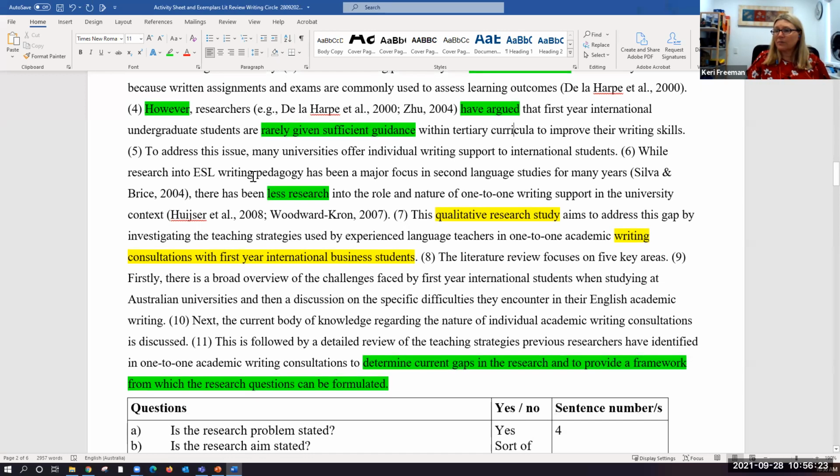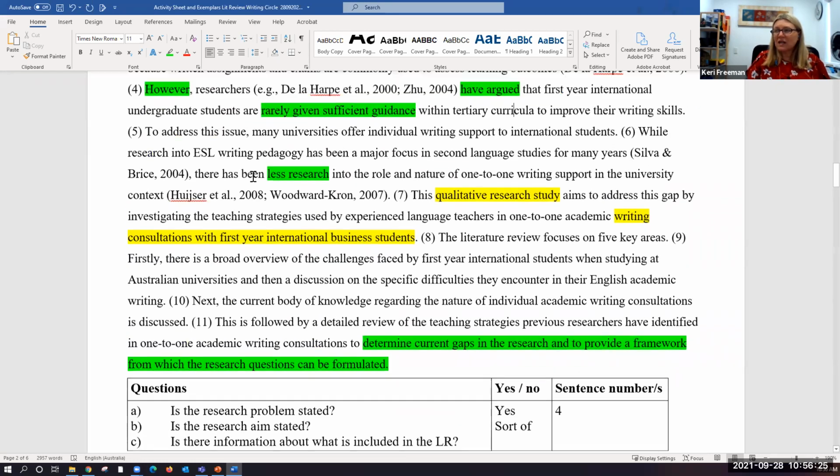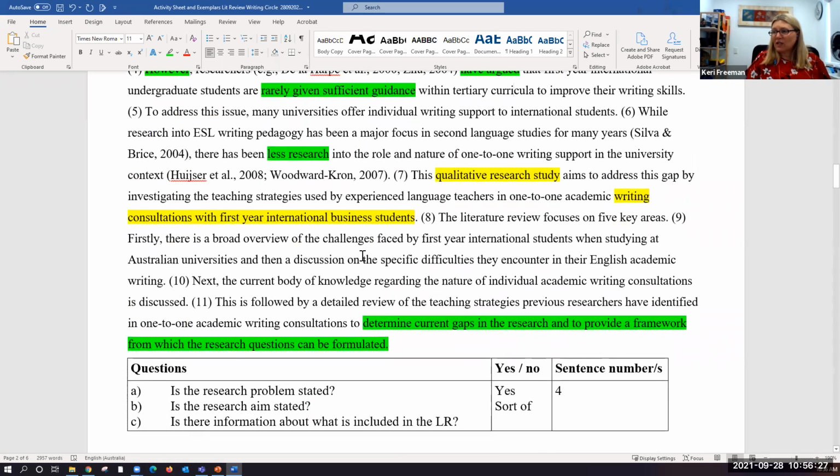But so is the research aim stated? Kind of, but I think not specifically. It's saying aims to address this gap, but that's not telling us exactly what the exact aim is, is it? So that's probably something that would need to be in here. There's the aim of the lit review, so that's all right.